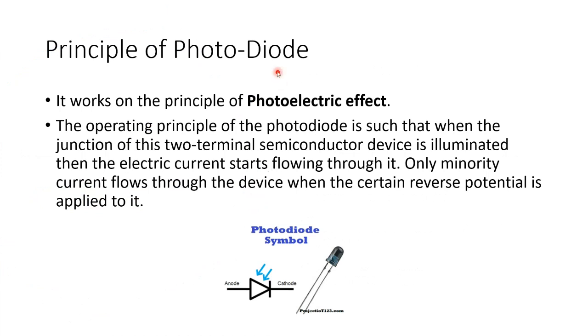The principle behind the photodiode is the photoelectric effect, which is when a photon with ample energy strikes a surface, the electrons are removed. This procedure is known as the photoelectric effect. The operating principle of the photodiode is such that when the junction of the two-terminal semiconductor device is illuminated, then the electric current starts flowing through it. Only minority current flows through the device when a certain reverse potential is applied to it.